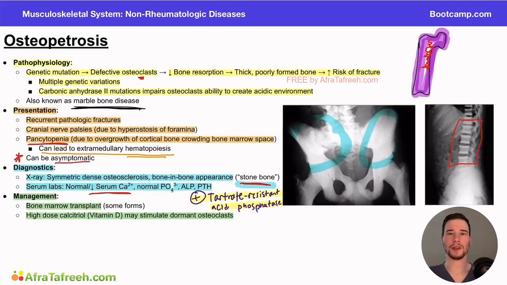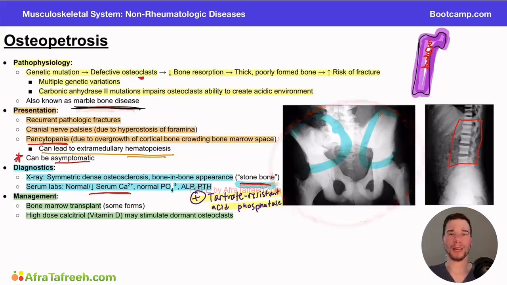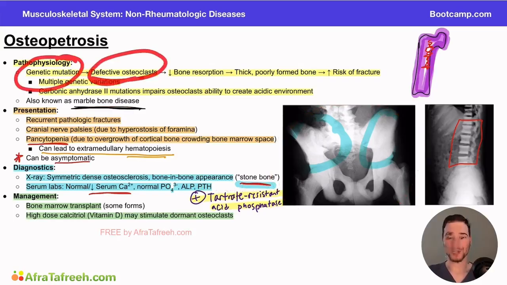So just a quick summary of this video here, we were talking about osteopetrosis. This is also known as marble bone disease. Why? Well, because if you look at these x-rays, it's got the stone bone or the marble bone appearance. The pathophysiology is a genetic mutation causing defective osteoclast. So we have decreased bone reabsorption.